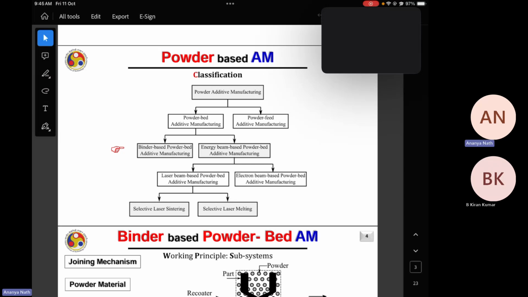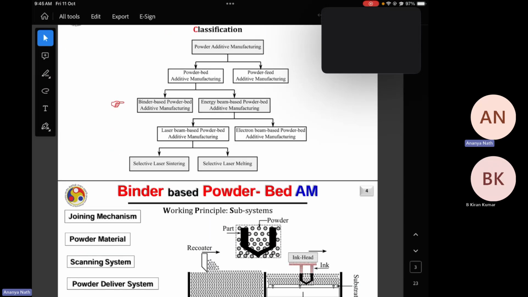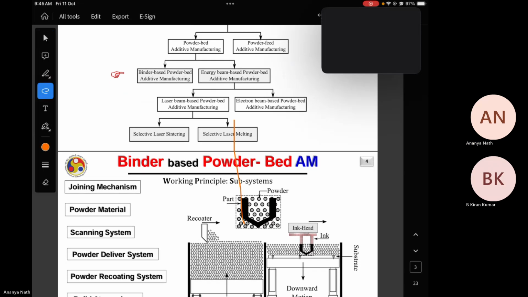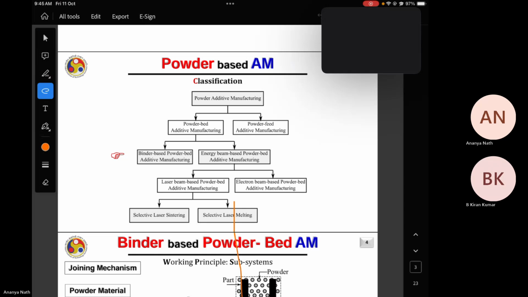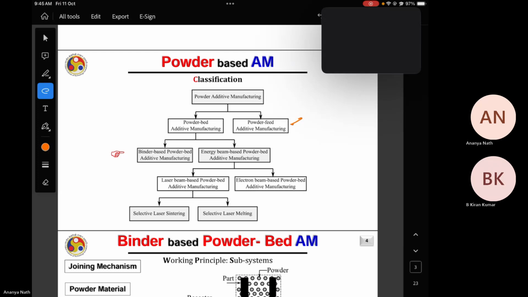In case of powder based additive manufacturing, powder bed and powder fed, two types of additive can be there. In powder fed, it can be laser based, it can be arc based, it can be plasma based. In powder bed, it can be PBF with laser based, electron beam based, plasma based, and there can be binder jetting. So this is the binder jetting we are going to talk about.